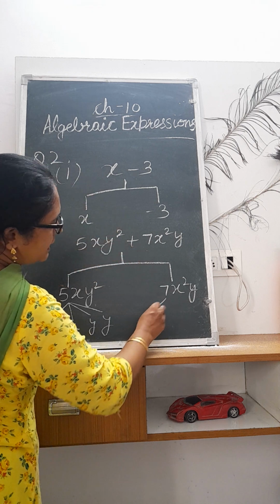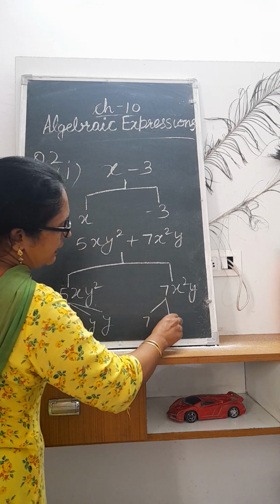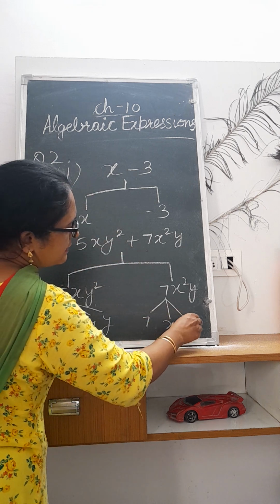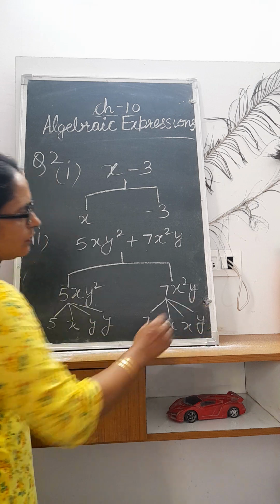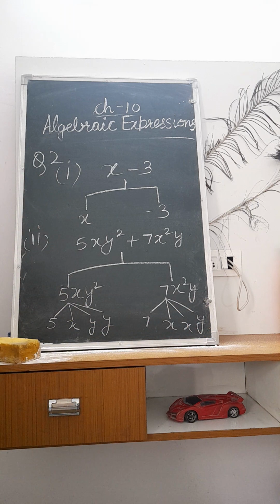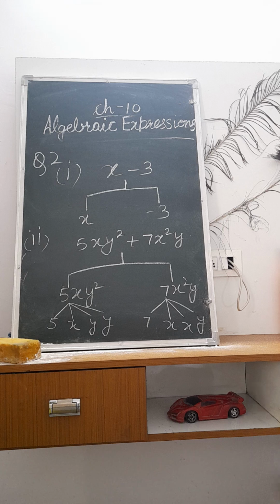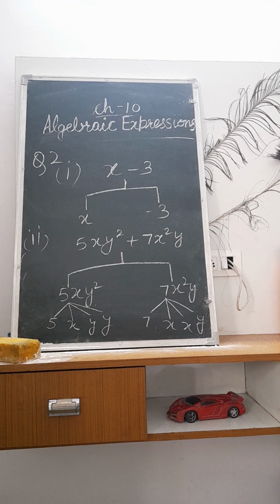Now the factors of the second term: 7, x and y. So these are the factors which we have shown by using the tree method. Okay students, so this way you can show the factors by tree method. Now let us talk about the coefficients.